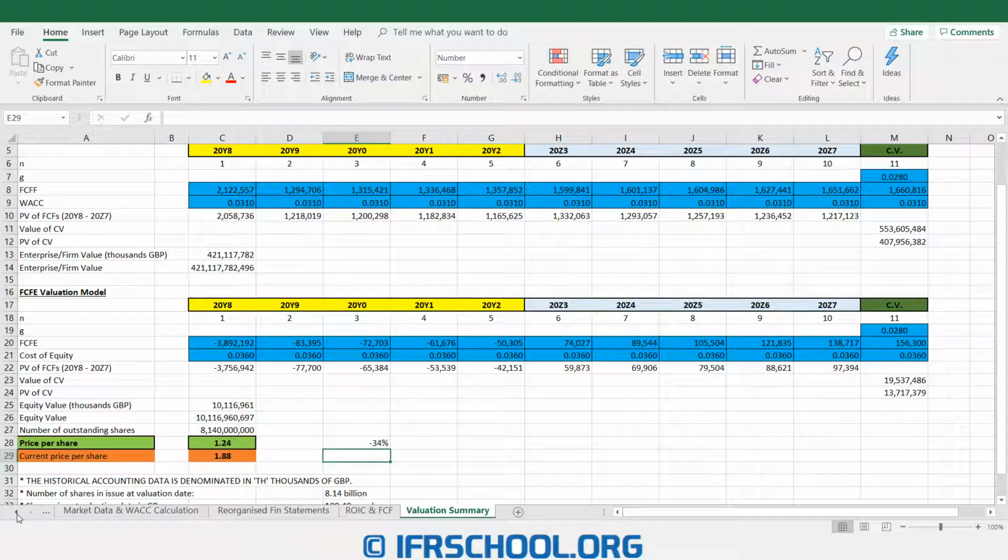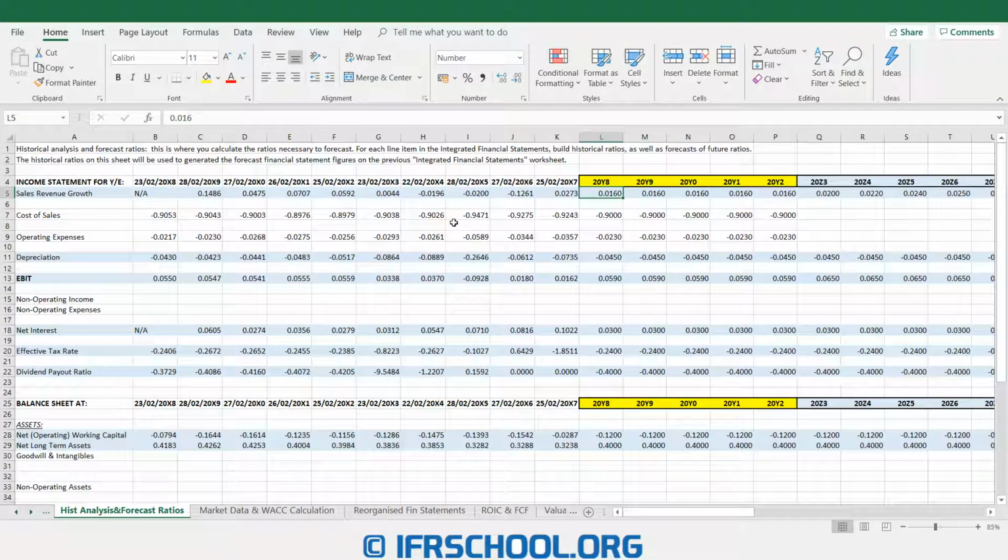For example, with Tesscow, if we revised our estimates of the growth rate in sales revenue over the forecast period, for example, we felt the growth rate, rather than being 1.6% over the first 5 years of the forecast period, needed to be revised downwards to 0.5%.